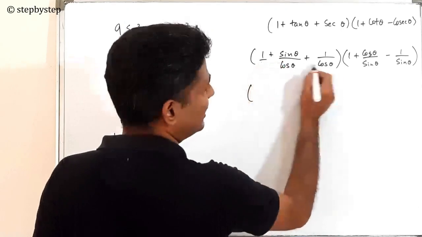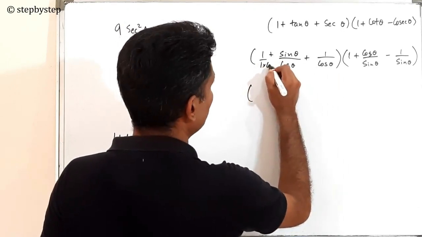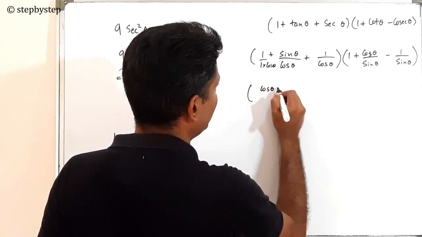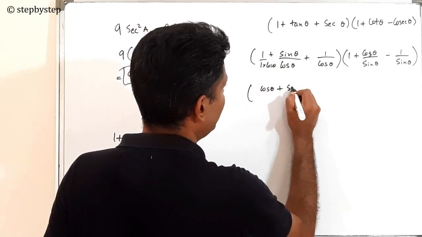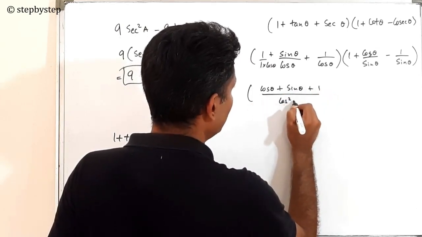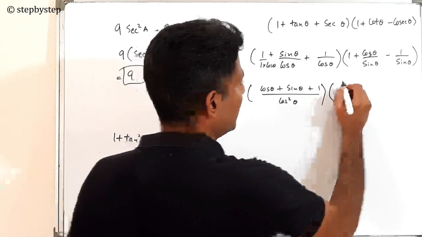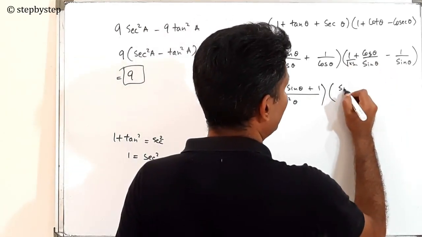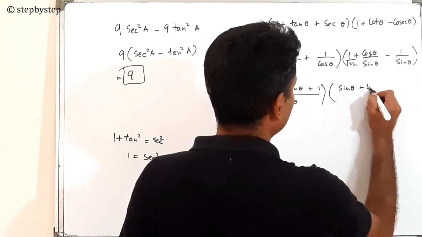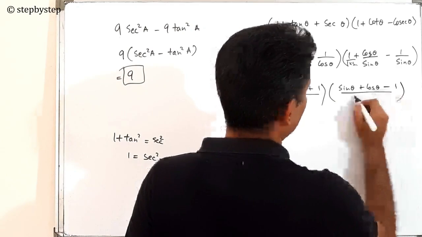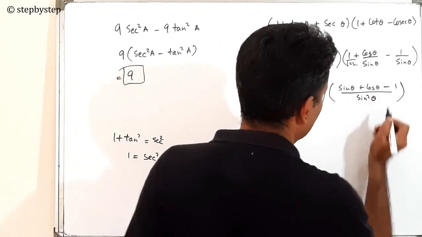Here, what is the LCM of this cos? So here it is 1, so I'll multiply by cos theta. Up also I have to multiply by cos theta. So I'll get cos theta plus sin theta plus 1 by cos square theta. Similarly here, sin is the reciprocal, so 1 into sin theta into sin theta. So I'll get sin theta plus cos theta minus 1 by sin square theta.